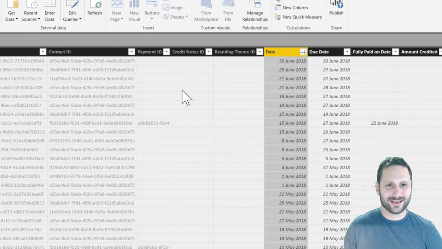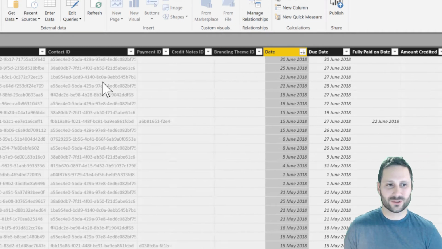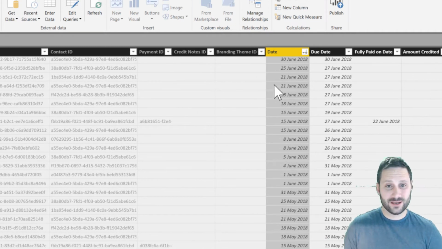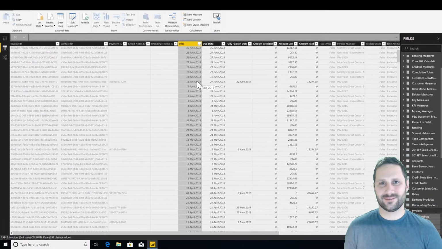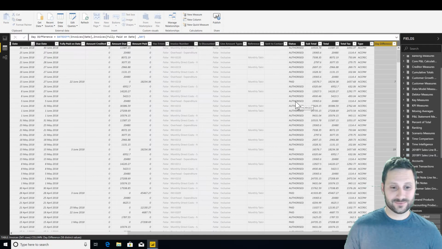Contact ID. I just want to point out the interesting data that we've got. Contact ID, so we know who that invoice belongs to, and we know everything about that person. We've also got the date of the invoice, and a column, fully paid on date. So for example, this invoice was raised on the 15th and paid on the 22nd. The difference between that is 7 days. Is that not what debtor days is? Let's go back into the report and I'll show you what I mean.